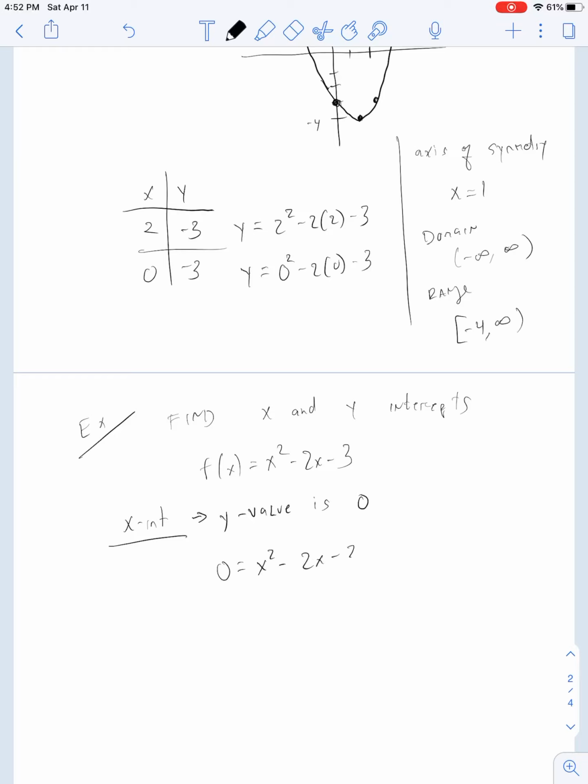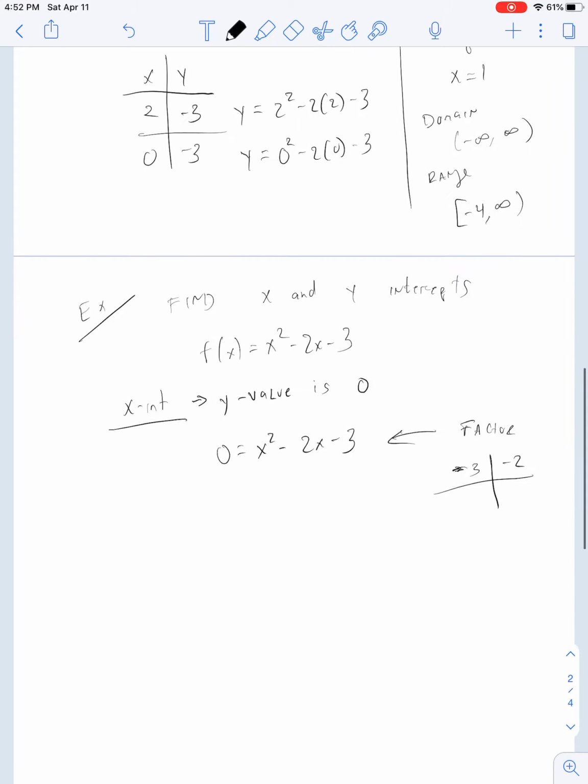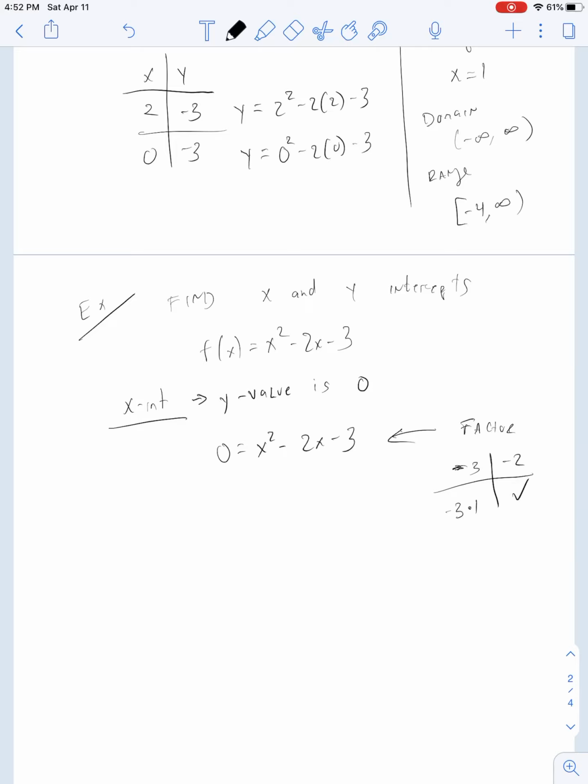So then we have 0 equals x squared minus 2x minus 3. And you should be able to solve this, right? We can factor. This is a trinomial. Your leading coefficient is 1. So the product is negative 3 and the sum is negative 2. Would be what? Negative 3 times 1. That works, right? So 0 equals x minus 3, x plus 1, we get our answers of 3 and negative 1. So x-intercepts are 3, 0 and negative 1, 0.